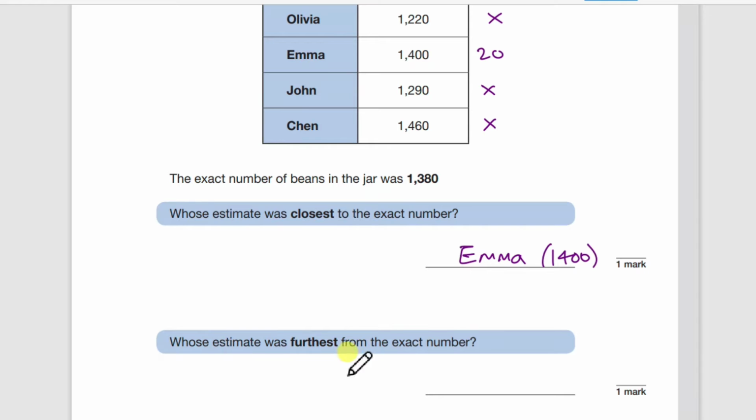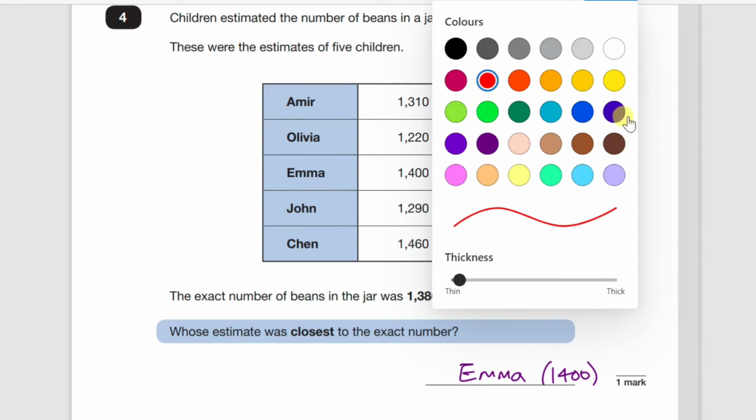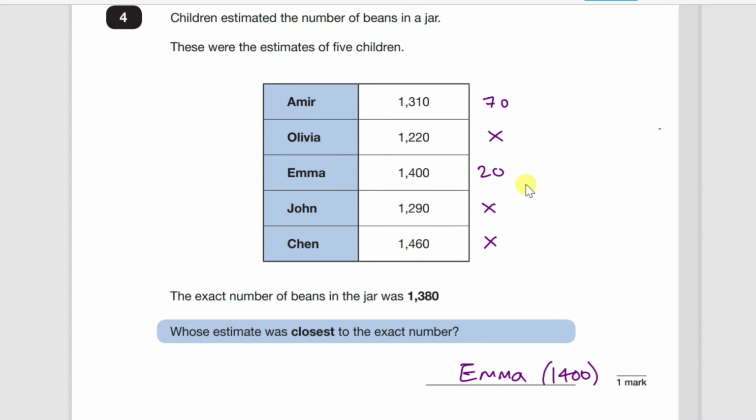Now, whose estimate was furthest away from the exact number? So you want to see the one that's completely far away, probably the absolute smallest and absolute biggest number. So let's have a look, going from the top again. I'm going to change the color pen. So who had the biggest value? Well, we've got Chen, who's got the biggest value, and then we've got Olivia, who's got the smallest value.